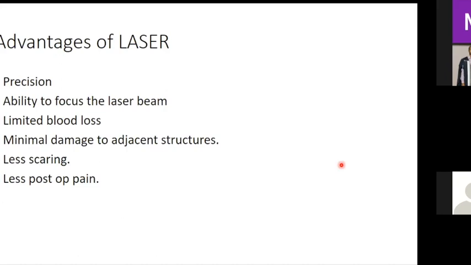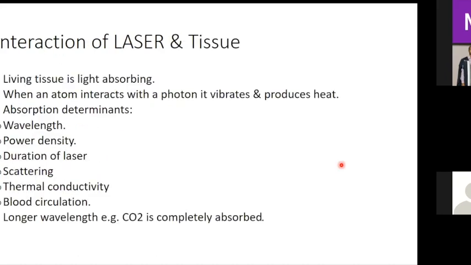A living tissue is light absorbing. We all know that, even from the pulse oximeter talk, we heard that hemoglobin absorbs light. When an atom interacts with a photon, it vibrates and then it produces heat. For the clinical effect to occur, the tissues need to absorb the laser light, nothing else. But what determines this absorption?